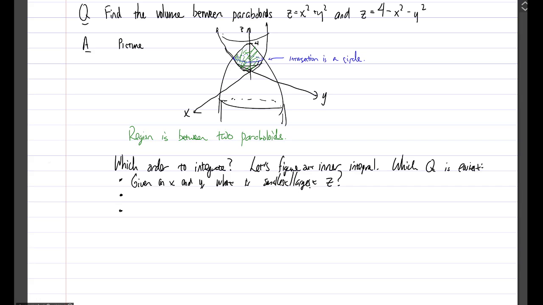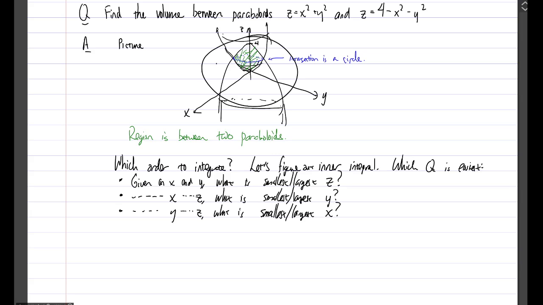Or how about this? Given an x and a z, fixed numbers for the moment, what's the smallest and the largest y? Or given a y and a z, what is the smallest and the largest x? The question becomes, of these three questions, which is the easiest?